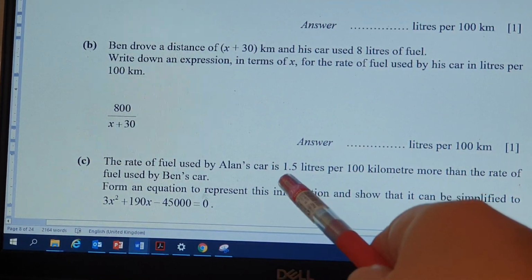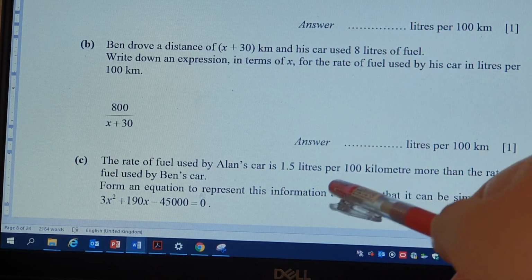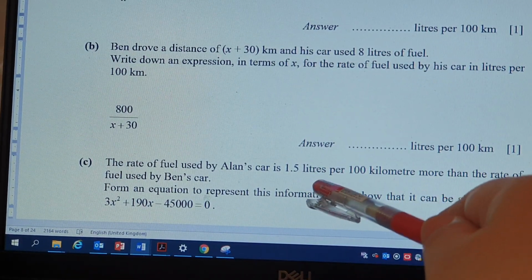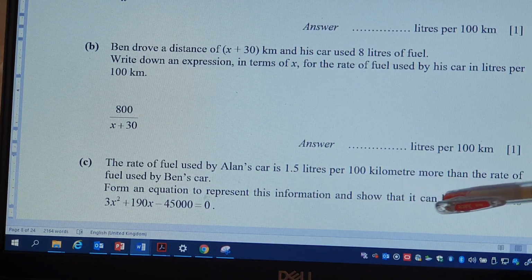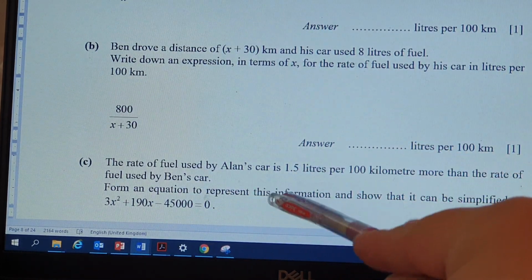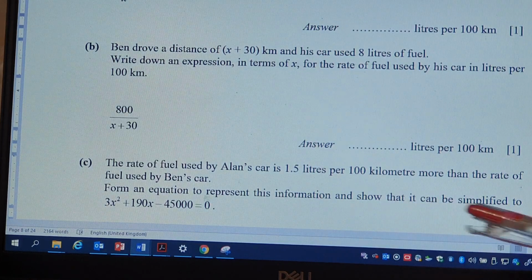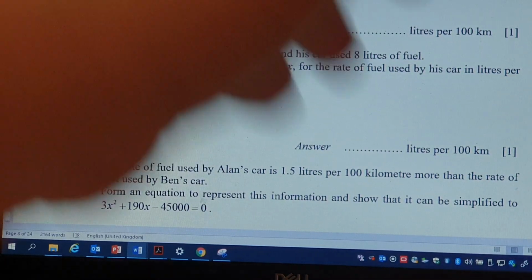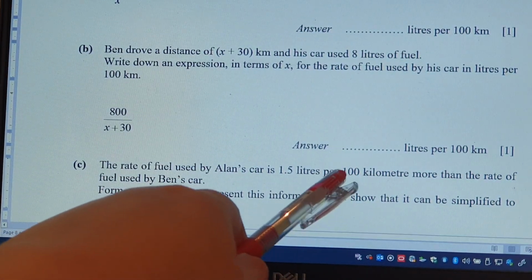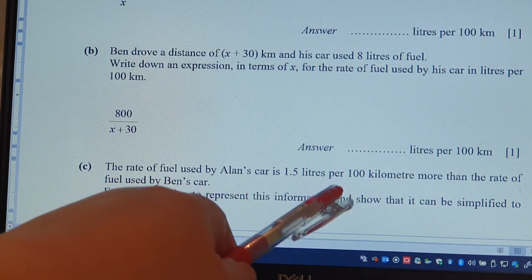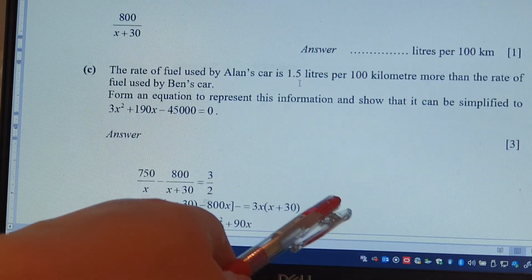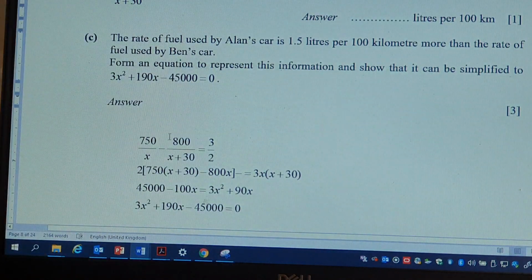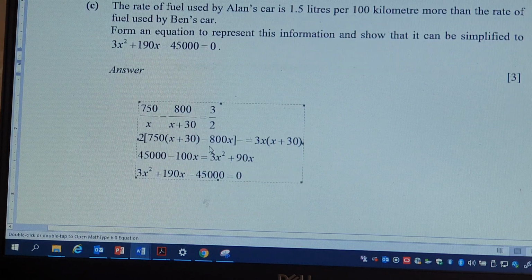The rate of fuel used by Alan's car, that's the first guy, per 100 kilometers, is 1.5 liters per 100 kilometers more than the rate of fuel used by this fella. So form an equation to represent this information and show that it simplifies to this. Okay, so because one of them is 1.5 liters per 100 kilometers more than the other one, right? So you must minus, Alan's car is more, right? More than this fella, the rate by how many? By 1.5. So that's how you do it.